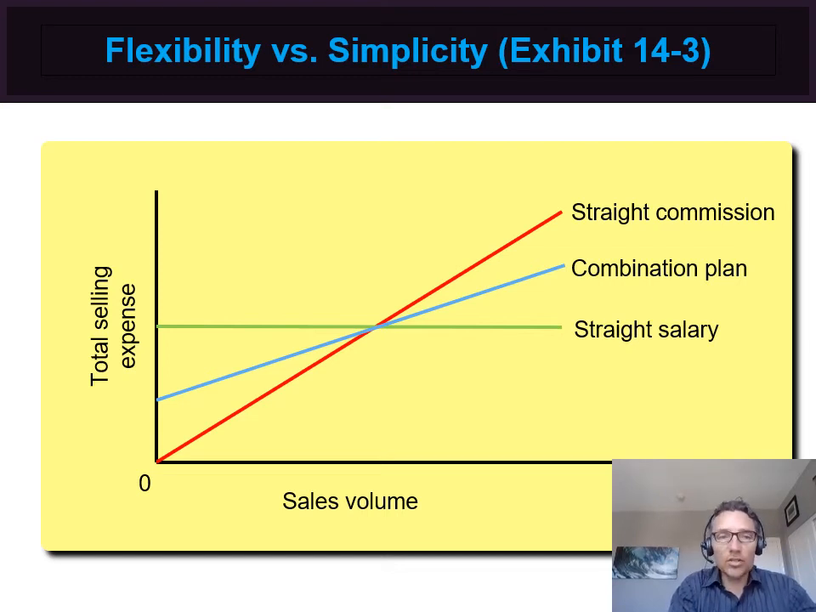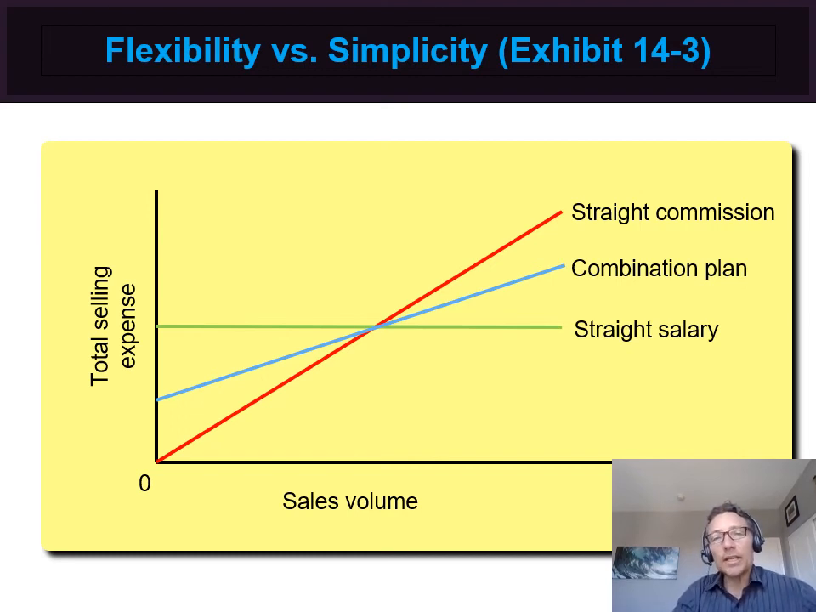Now, when you have a straight commission structure, if they're not selling anything, you can see here on this graph, if the sales volume is 0, then your total selling expense is 0. However, if you have some really strong performing salespeople and they're killing it and selling a lot of product, then a straight commission is going to cost you the most, right, as their volumes go up. The green one is straight salary. They get paid the same regardless if they sell 0 or if they sell 100,000. So that's obviously the most expensive. If they're selling nothing, you still have to pay them a salary, right? Hence, most companies use a combination plan.